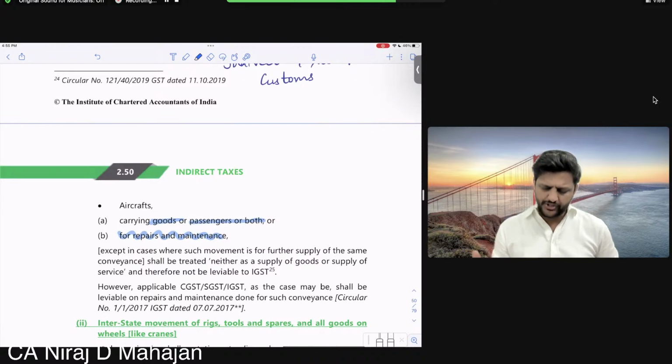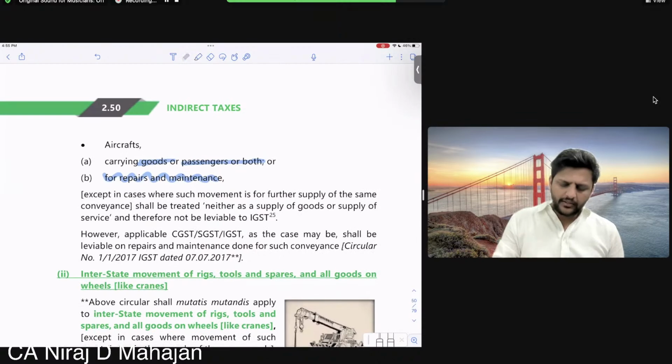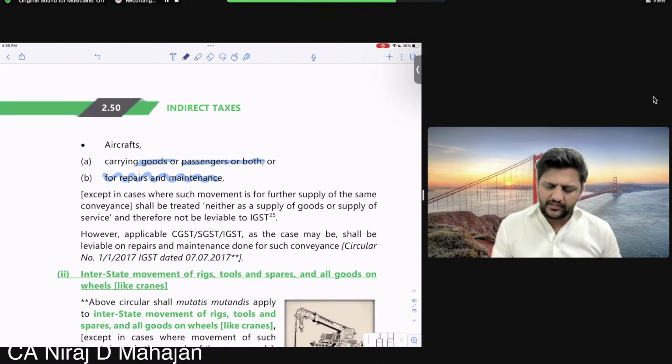Still here? So check. Except in cases where such movement is for further supply of the same conveyance, it shall be treated neither as supply of goods nor a supply of service, and therefore not leviable for IGST. IGST because interstate. However, applicable CGST and IGST, as the case may be, shall be leviable on repairs and maintenance done for such conveyance. Repairs and maintenance, this is supply of service, no?